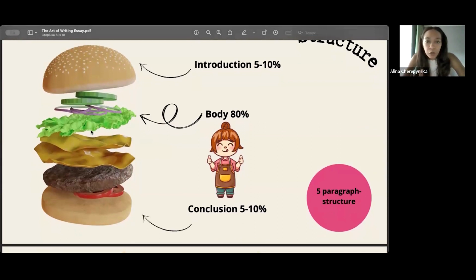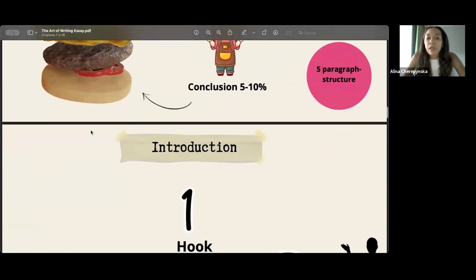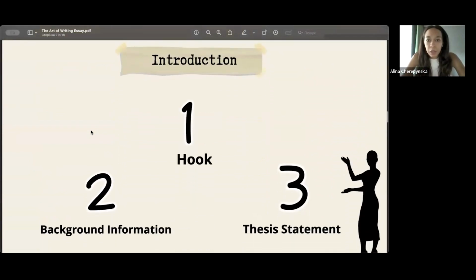So right now we're going to speak about each of these parts in detail. The first one is introduction. An introduction in an essay consists of 3 main parts. That is number 1, hook, number 2, background information, and the third one, it's thesis statement. So a lot of unknown words or terms. That is why, of course, we need to speak about what they mean. And this is the structure that you need to follow.